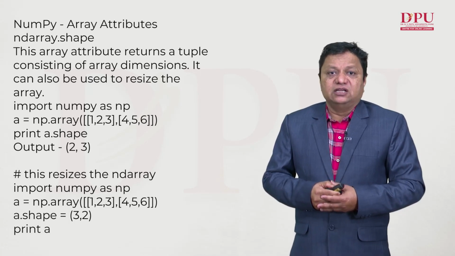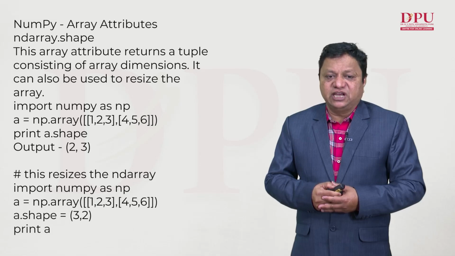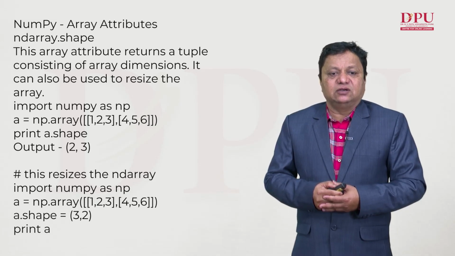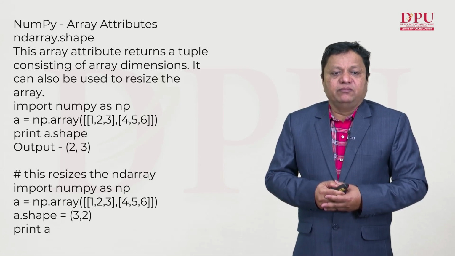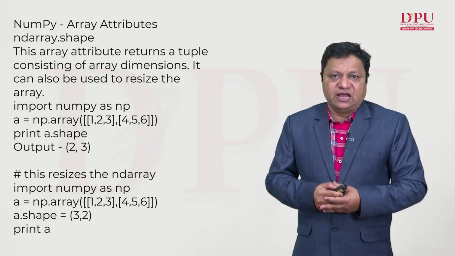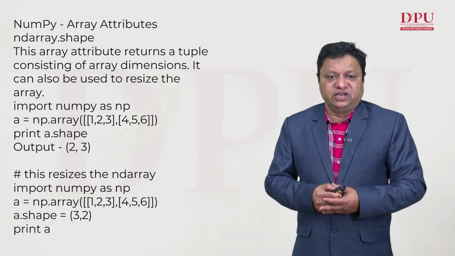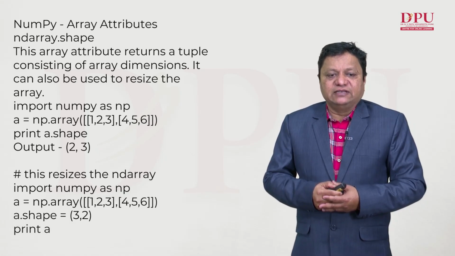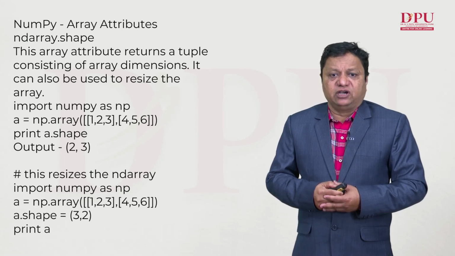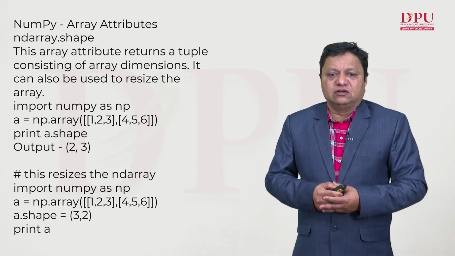If I print the shape of the array, what would be the shape? The shape of the array is 2, 3, that is 2 rows, 3 columns. How is it done? Because here I have provided the values as 1, 2, 3 and 4, 5, 6. So here if I say print A.shape, shape means what? The shape attribute returns a tuple consisting of array dimensions. What are the dimensions of this array?